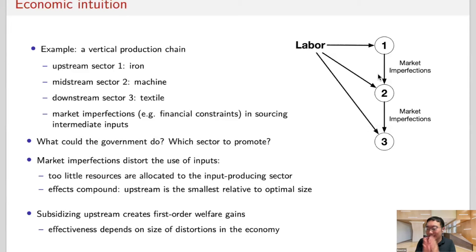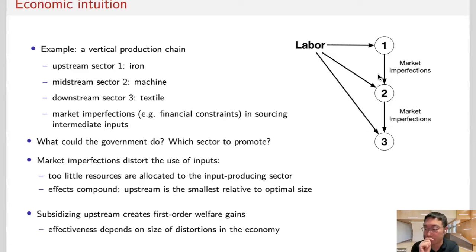Now, how effective, what's the actual bang for the buck, depends on the size of the distortions, of market imperfections. But the prescription that the first dollar going upstream will create aggregate gains is a robust prediction that doesn't really depend on how large the market imperfections are. So that's a feature that we're going to bear in mind when we go to the data.